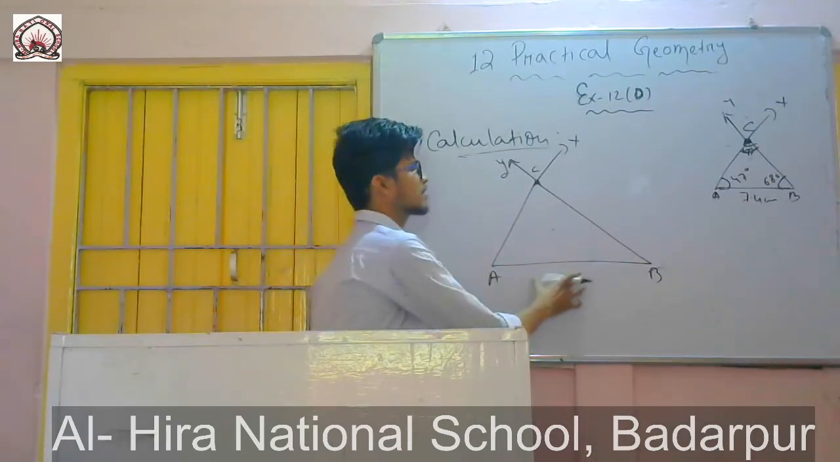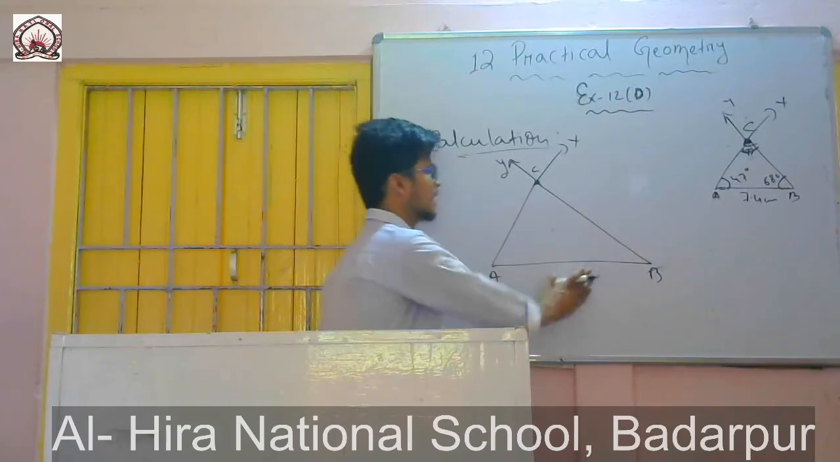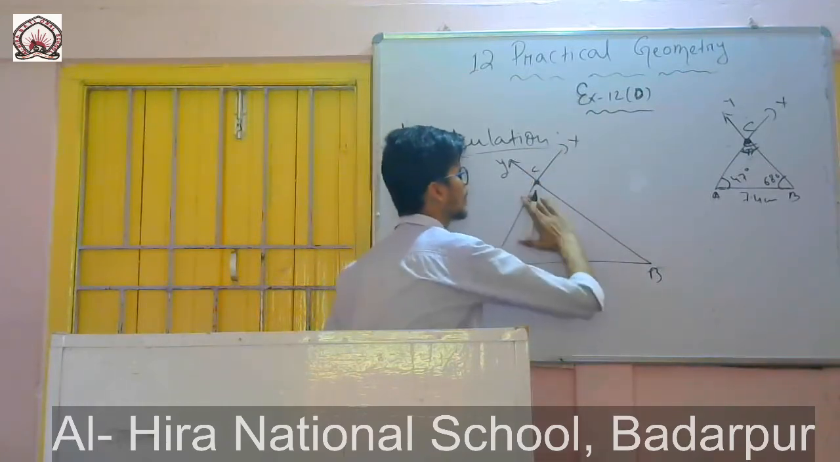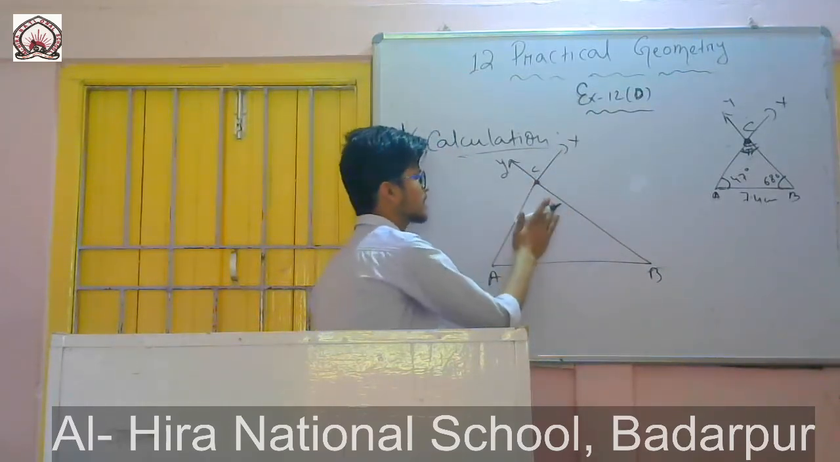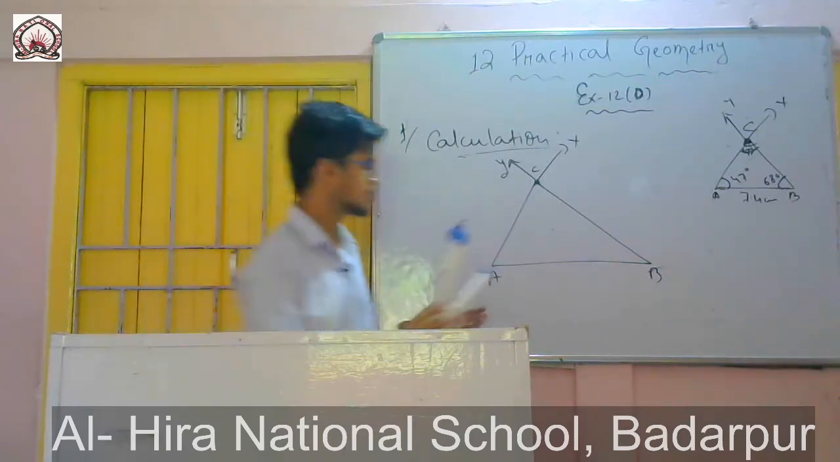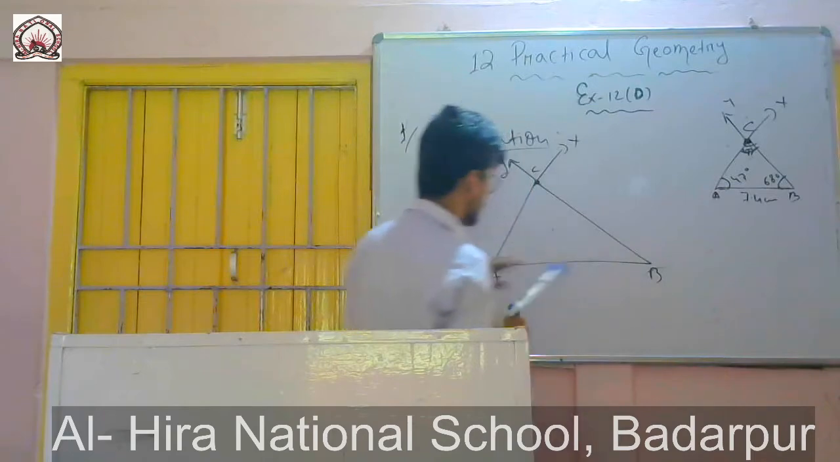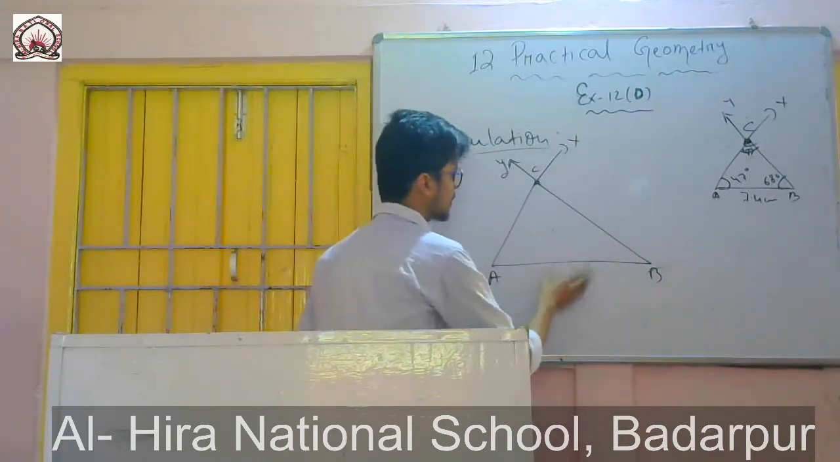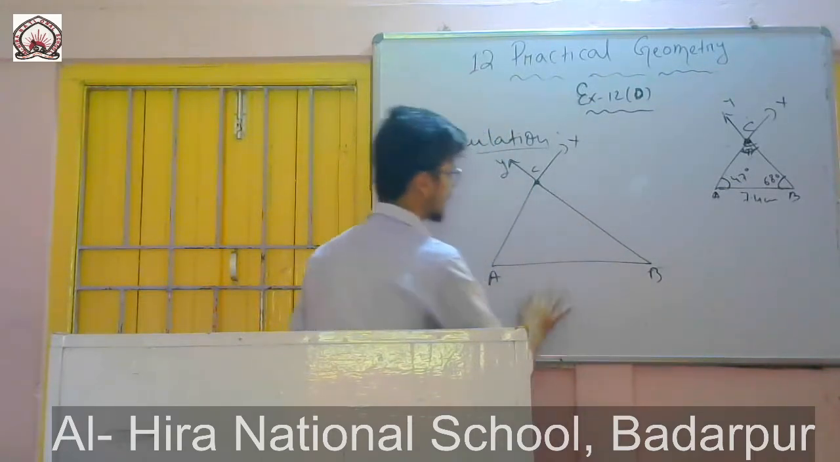If it is given on side AB, then we will draw on this side. If it is given on side BC, then we will draw it here. If it is given on side AC, then we will draw it here. So how to draw a perpendicular bisector, I think you know. I have shown you earlier also. For example, I am drawing the perpendicular bisector on this line AB.